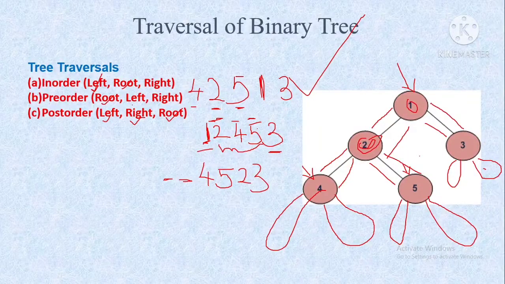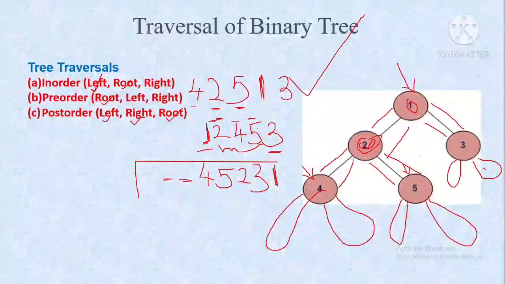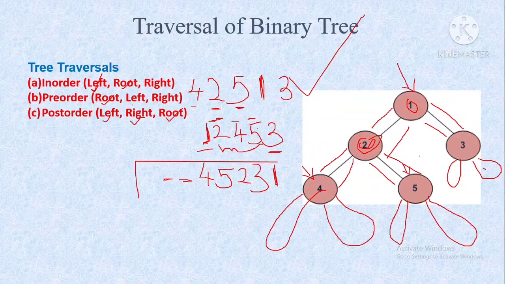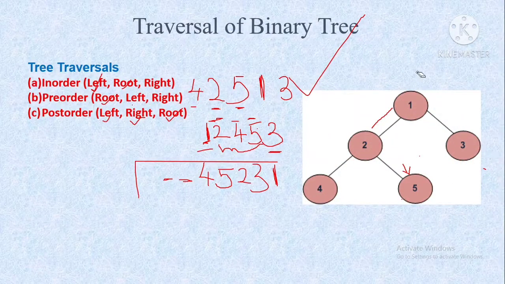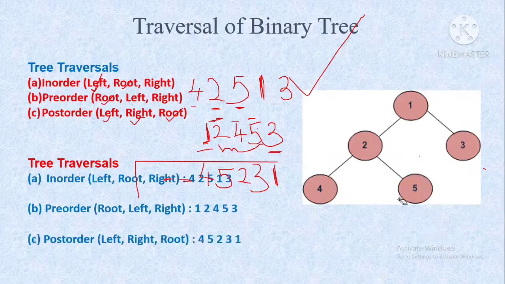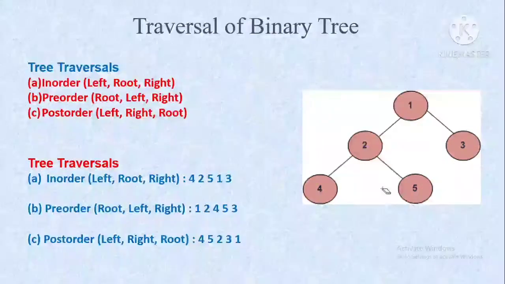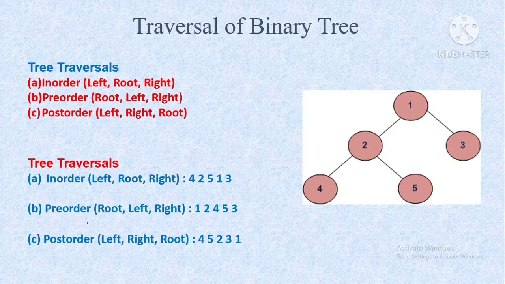Then when I go back to this particular node again, I can see for this root node I have visited all the left nodes and then the right nodes. Now I can write my root node here. So this is the post-order traversal of the given binary tree. So these are the results. Here you can see these are the same results.